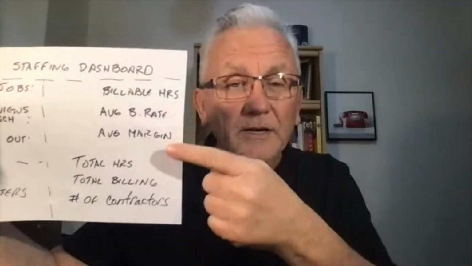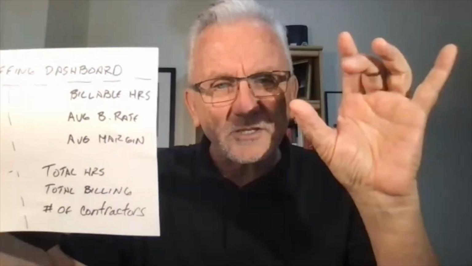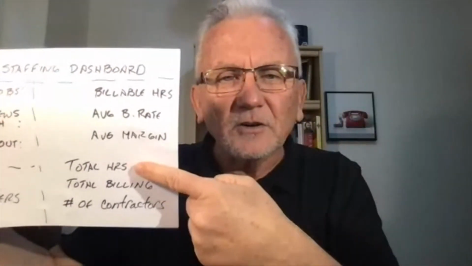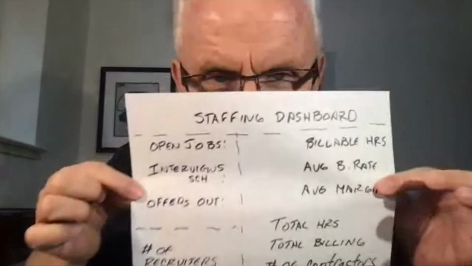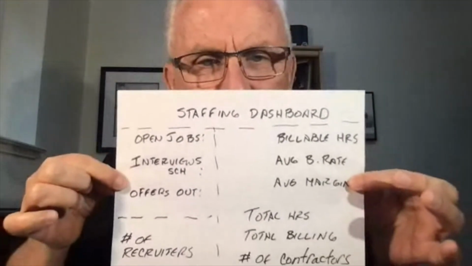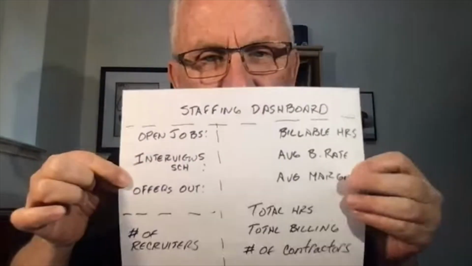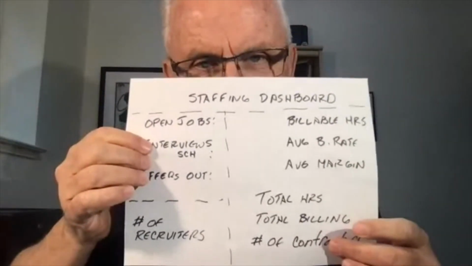Average bill rate and margin tell me if I'm making the money I want. Those are the tolerances. And then the last thing is my total hours, total billing, and number of contractors. These are the 10 things that when I run a staffing firm are always up and always tell me what to do. This is my opportunity to sell. This is what's the result of my sales.